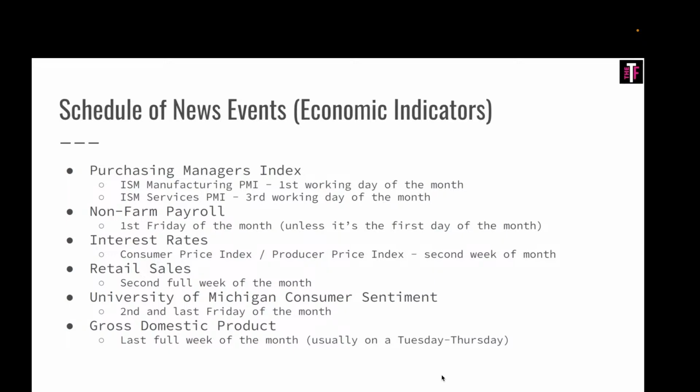Usually what follows is non-farm payroll, which is on the first Friday of the month, unless it's the first day of the month. If November 1st had been a Friday, non-farm payroll would have actually been the next Friday. It's never on the first of the month. After that, all of these deviate from each other, but interest rates, the CPI and the PPI happen during the second week of the month. Retail sales happen the second full week of the month. The University of Michigan consumer sentiment happens on the second and last Friday of the month. Then the gross domestic product will happen sometime in the last full week of the month. Usually it's on a Tuesday, Wednesday, or Thursday.